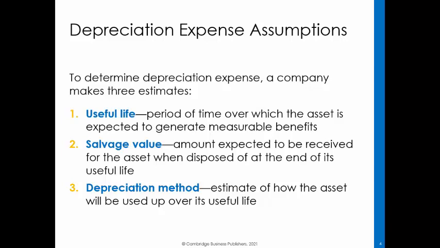To determine depreciation expense, a company must make 3 estimates, including the useful life, salvage value, and depreciation method. With these 3 estimates, the company can determine a depreciation rate that approximates how the asset is used up over its life. The company uses the rate to systematically decrease the asset's balance sheet value, called the carrying value, such that at the end of its useful life, the asset's carrying value equals its salvage value. When the asset is sold, the difference between the sales proceeds and its book value is recorded as a gain or loss on sale in the income statement.